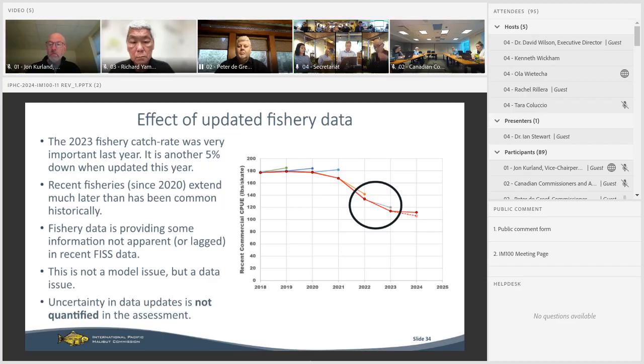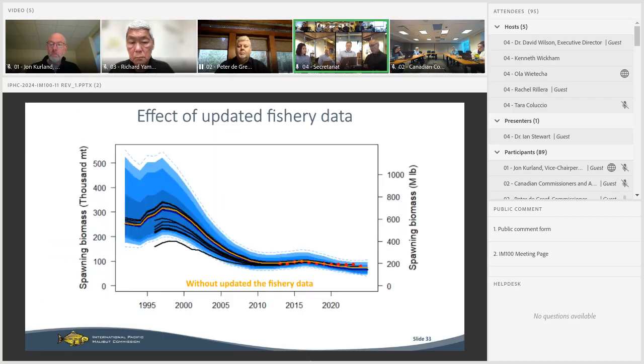In addition to the change in the 2023 data, it's clear there's something else going on this year as well, and that the fishery data is providing some information that's either not in the FIS data or is lagged to some degree. If I go back one slide, you'll see that even with this year's fishery independent setline survey data, it actually does line up with last year's stock assessment, suggesting that this year's FIS is more consistent with the result that we had in last year's fishery data than we're getting from this year's fishery data.